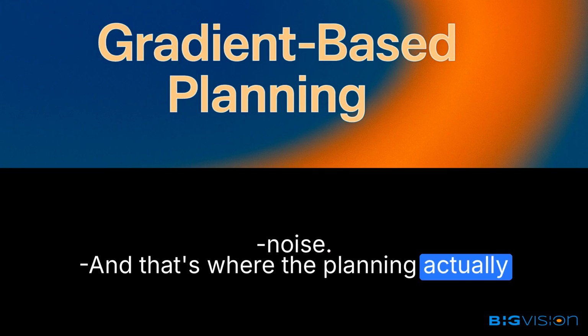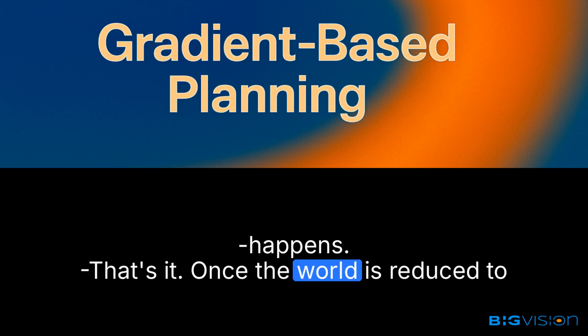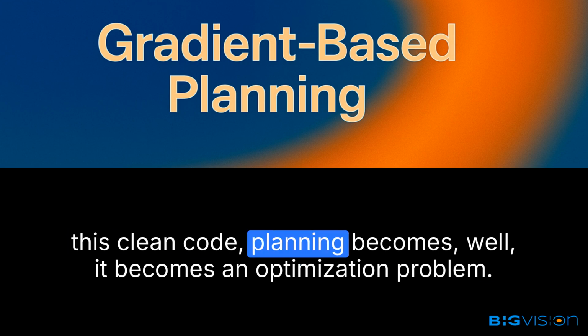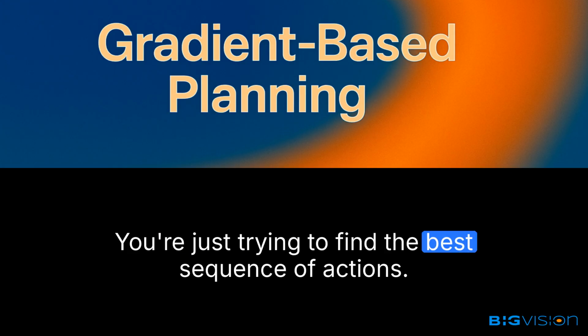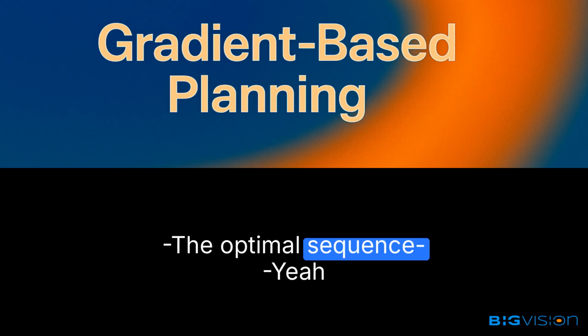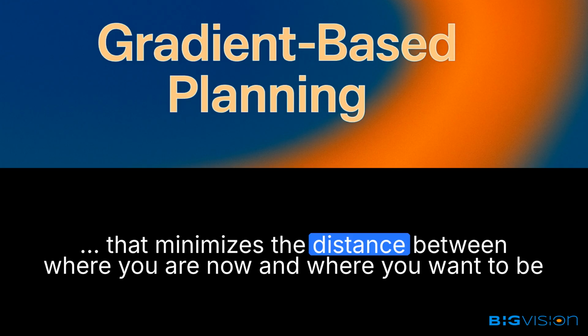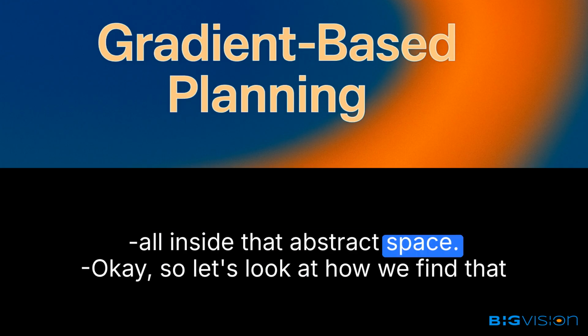And that's where the planning actually happens. That's it. Once the world is reduced to this clean code, planning becomes an optimization problem. You're just trying to find the best sequence of actions. The optimal sequence that minimizes the distance between where you are now and where you want to be, all inside that abstract space.